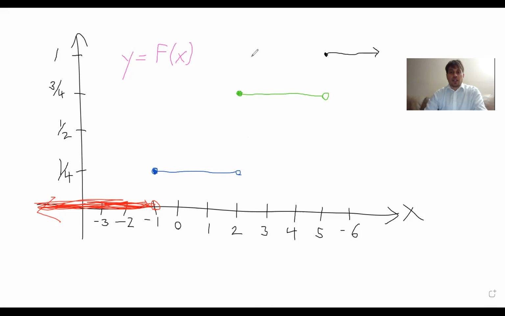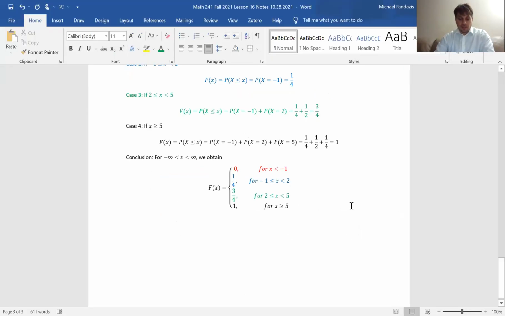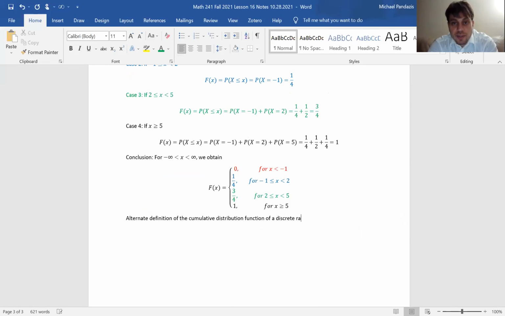This is an alternate definition of the cumulative distribution function of a discrete random variable.